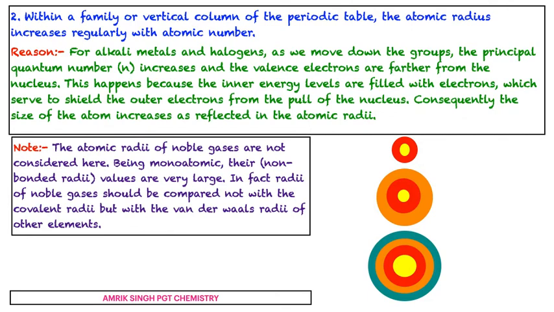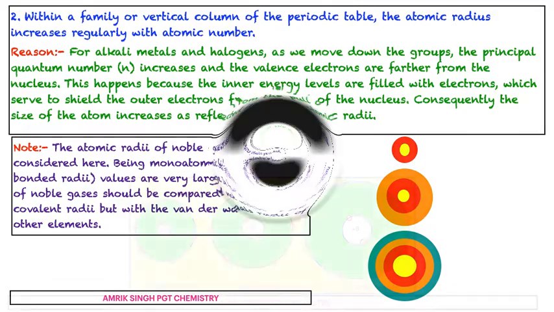Note, the atomic radii of noble gases are not considered here. Being monoatomic, their non-bonded radii values are very large. In fact, the radii of noble gases should be compared not with the covalent radii but with the van der Waals radii of the other elements.